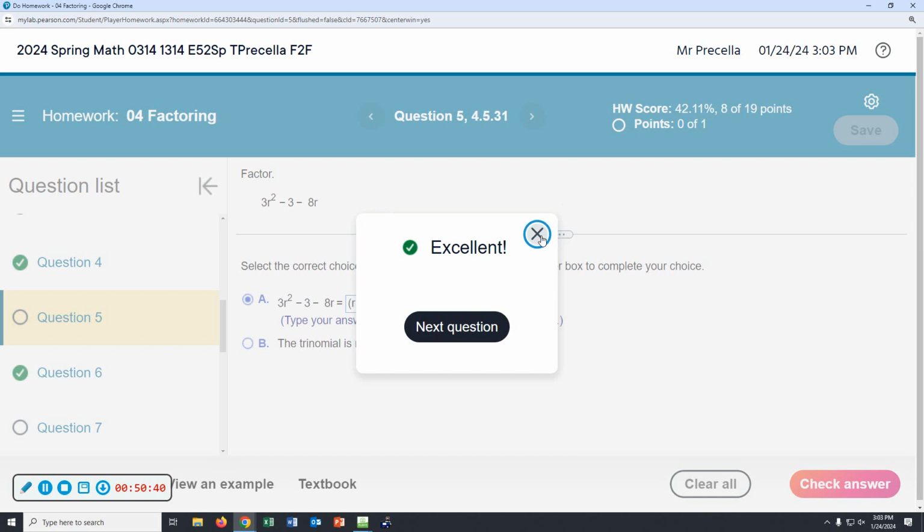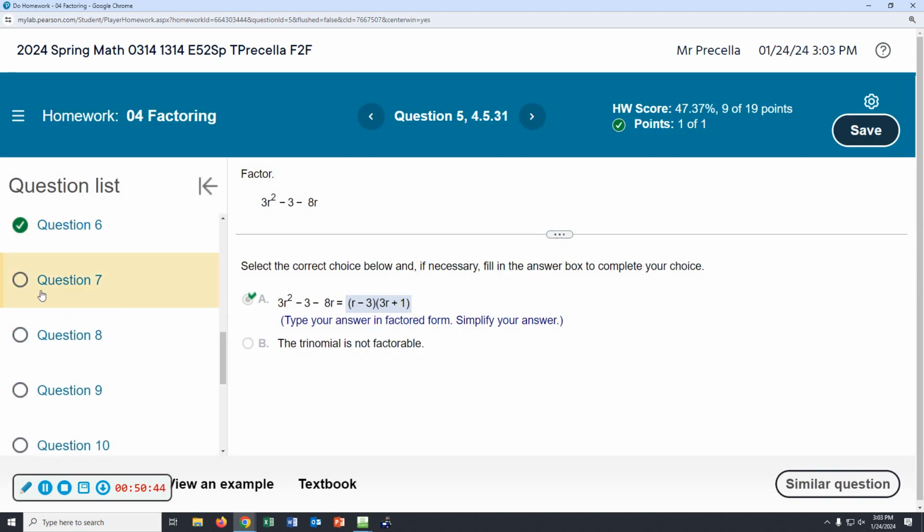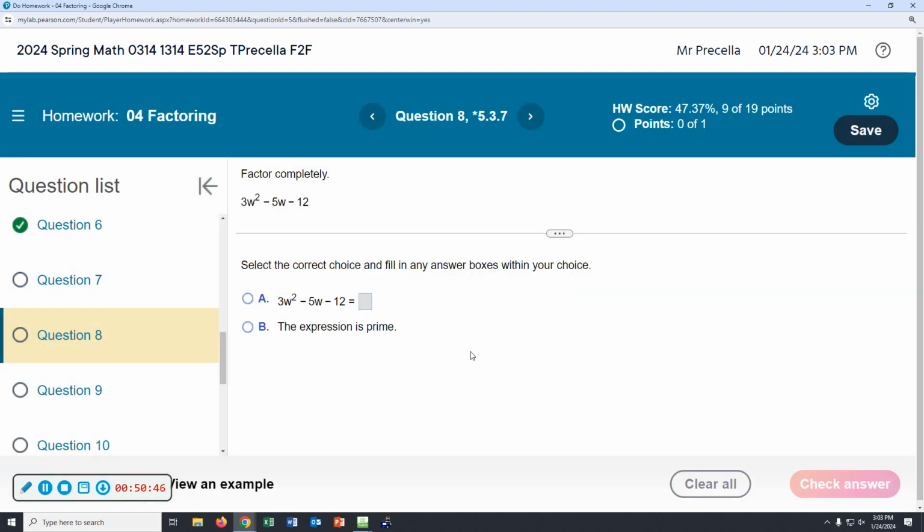I've already done 5. How about 8? Let's do 8. Okay, good. I wanted to do another one with a minus. So good. Number 8: 3w squared minus 5w minus 12.